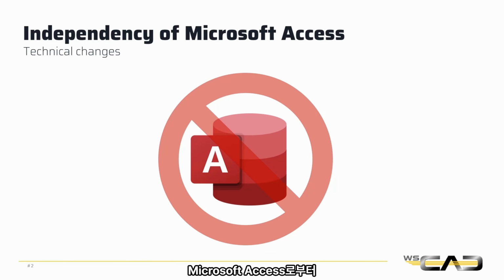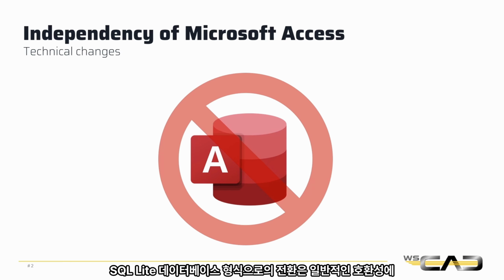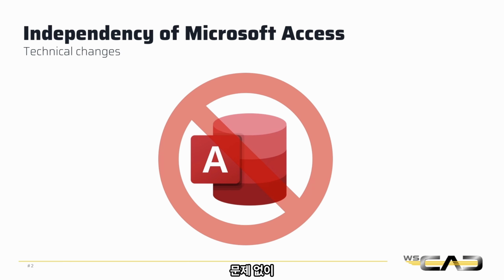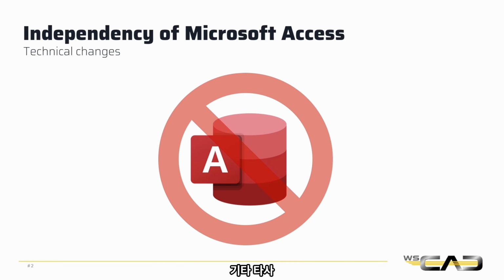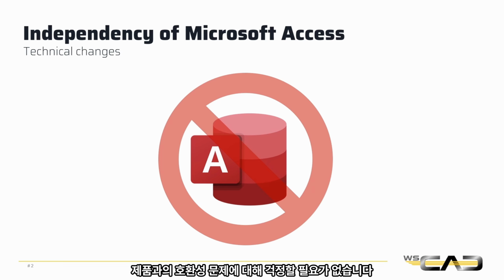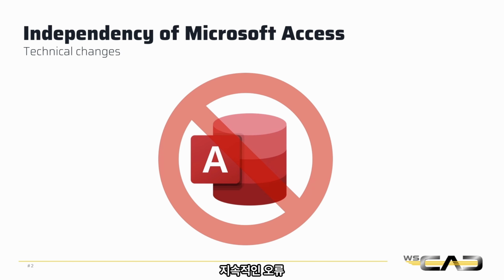First, we have the independence from Microsoft Access. With the new version of our software, you'll be free from the hurdles that Microsoft Access brought with it. The switch to the SQLite database format allows you to reliably manage your project data without the typical compatibility problems of Access. You no longer need to worry about incompatibilities with various Microsoft Office versions or other third-party products. And you can say goodbye to the constant error messages and data losses caused by Access.